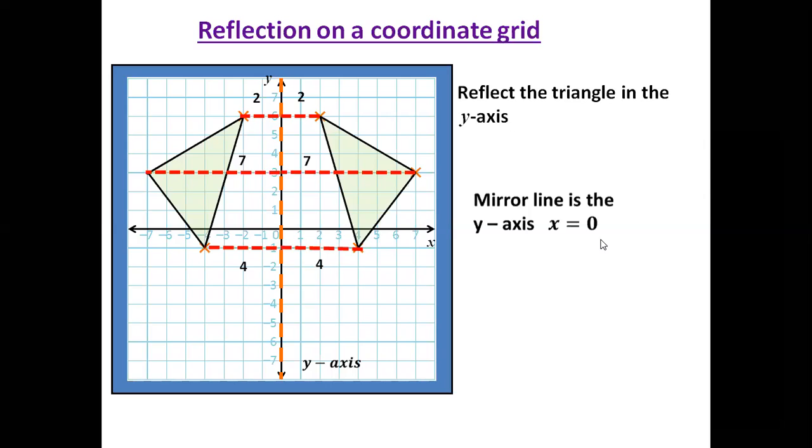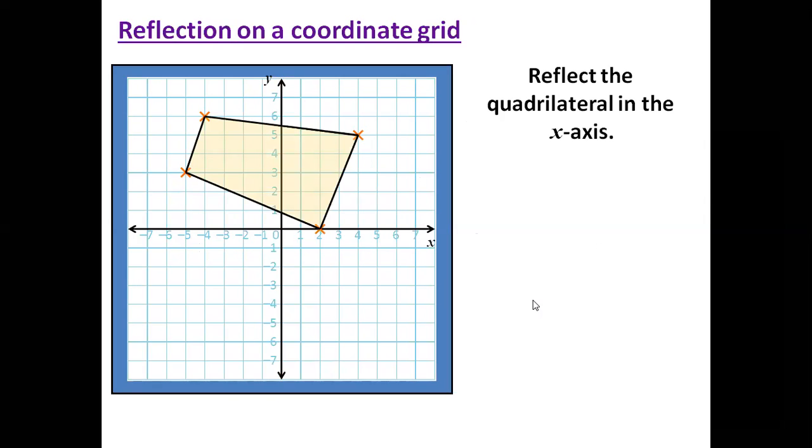They don't give you both at the same time. Okay, now we will have questions. Look at this, for example. Reflect this quadrilateral in the x-axis. So this is our quadrilateral. And where is the x-axis? Now the x-axis is this.